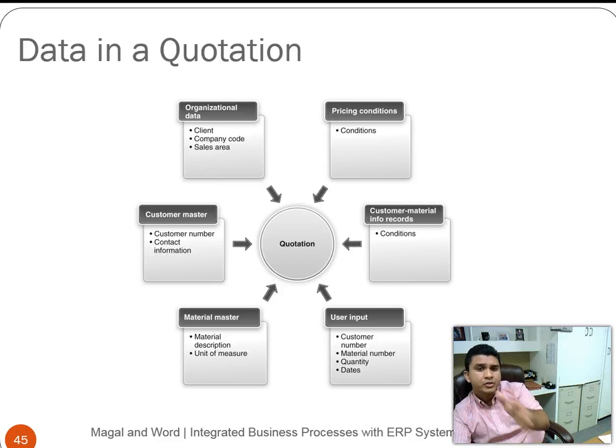Data in a quotation. If you look at this slide here, it will contain information about the client, the company code, the sales area, and what the conditions are. Of course, you have to tell the client, okay, these are the conditions when you're sending a quotation to a customer. And then you'll have customer information, and material information, and any other information relevant to that quotation, including the customer number, the quantity, and the associated dates.